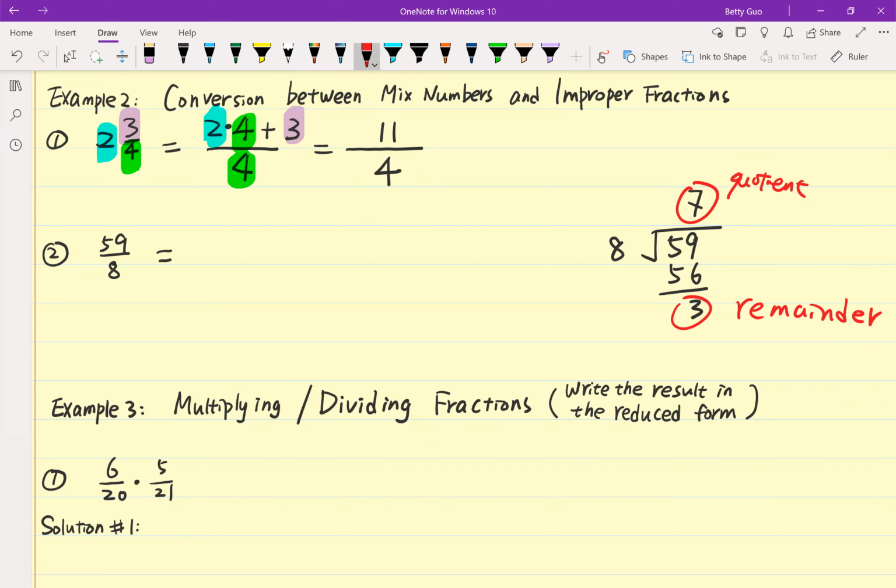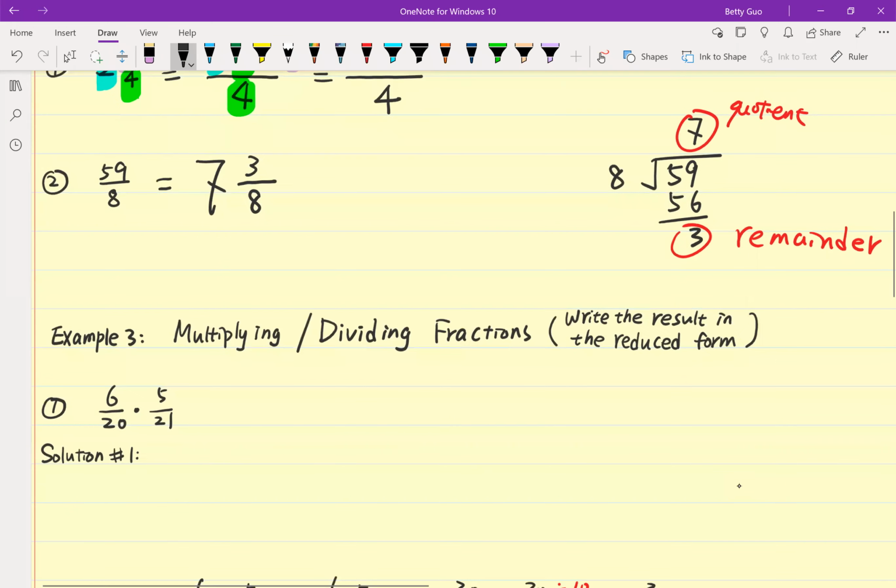So the mixed number will be whole number part, which is 7, right? And then fraction bar. Numerator is the remainder. Denominator is the original denominator 8. 7 and 3/8. That's how we convert from improper fraction to mixed number. Any questions? Okay, let's see example 3.